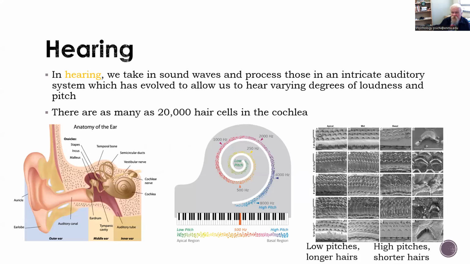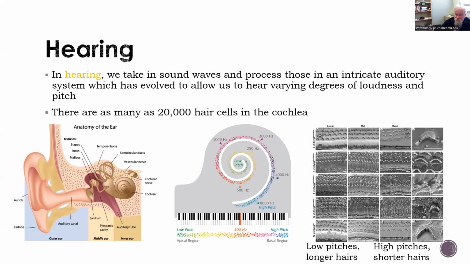All right, let's talk about hearing. This is usually second in a lecture on sensation. Now, hearing is very important to us, as well as vision. We've evolved to be able to look for threats in the environment and also hear threats in the environment, and that's why we have these systems.